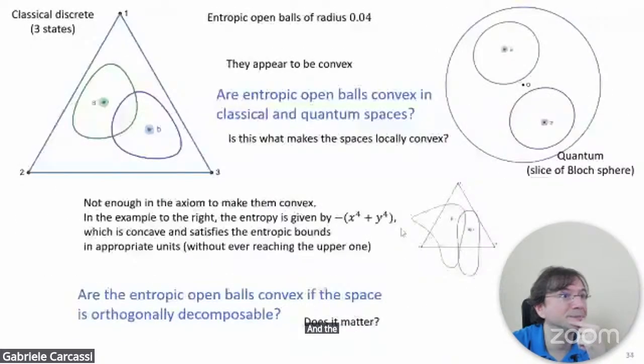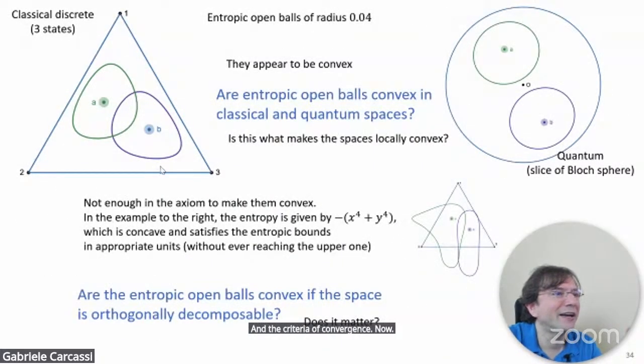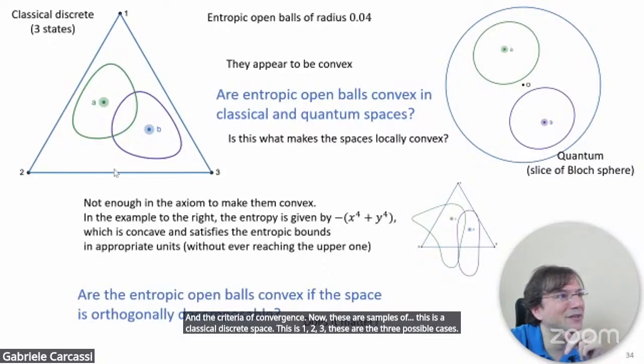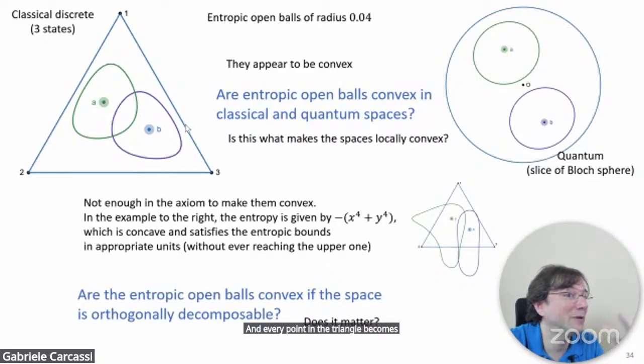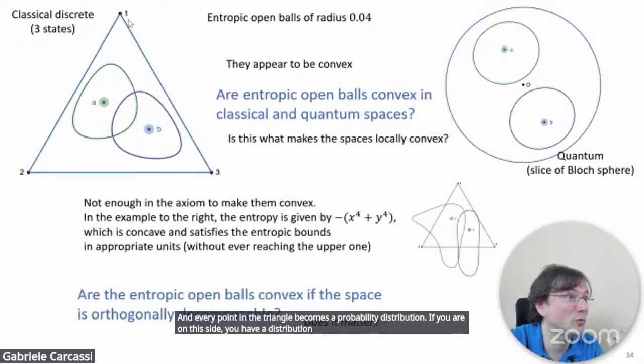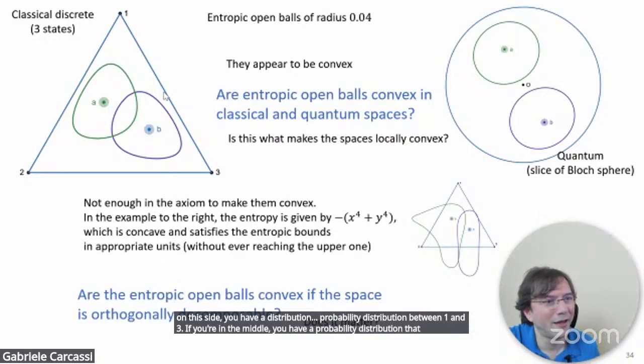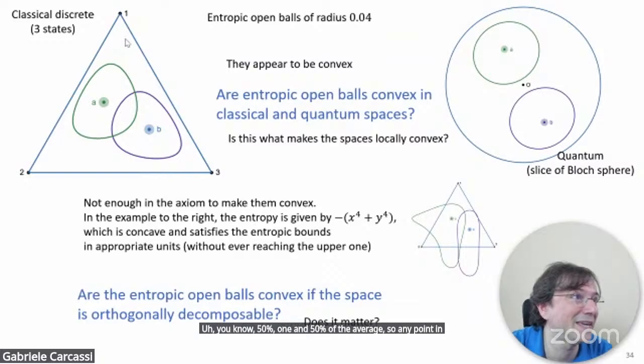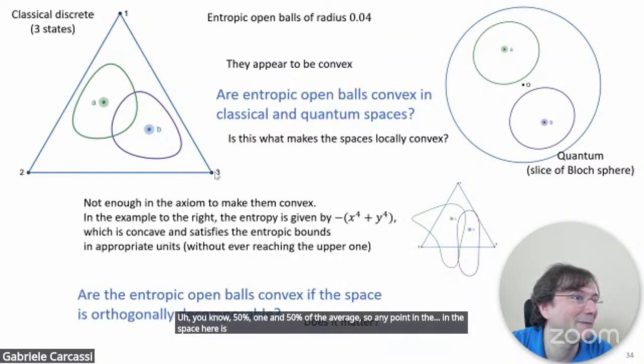Now, these are samples. This is a classical discrete space. This is 1, 2, 3. These are the 3 possible cases. And every point in the triangle becomes a probability distribution. If you are on this side, you have a probability distribution between 1 and 3. If you're in the middle, you have a probability distribution that is equal, 50% one and 50% the other. So any point in the space here is a probability distribution between 3 elements.